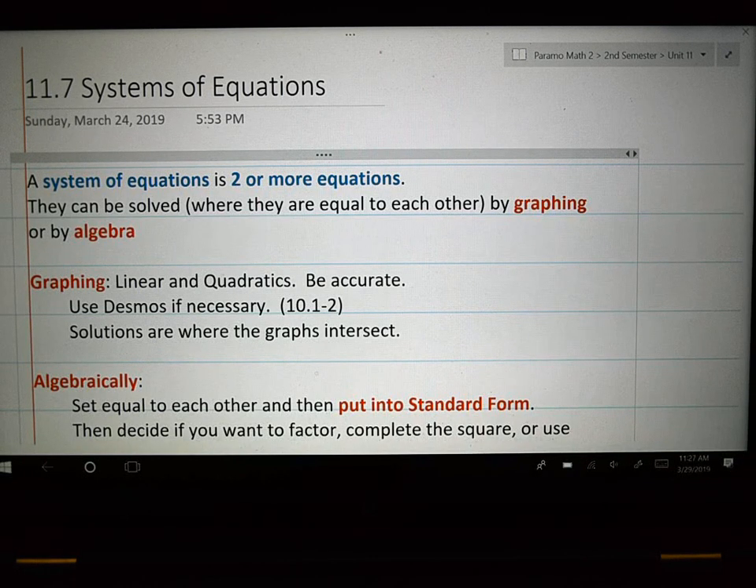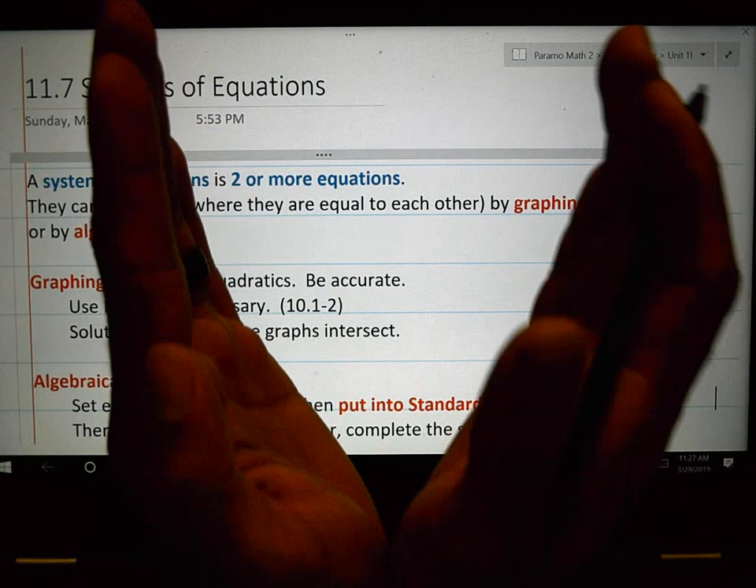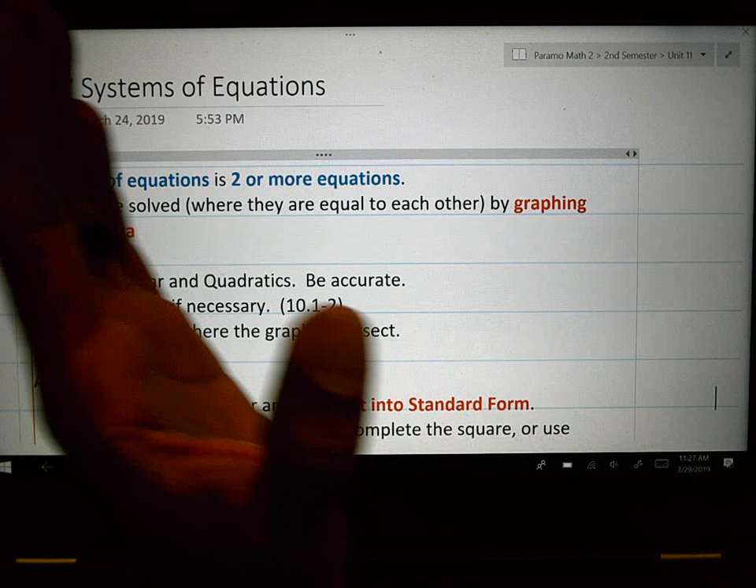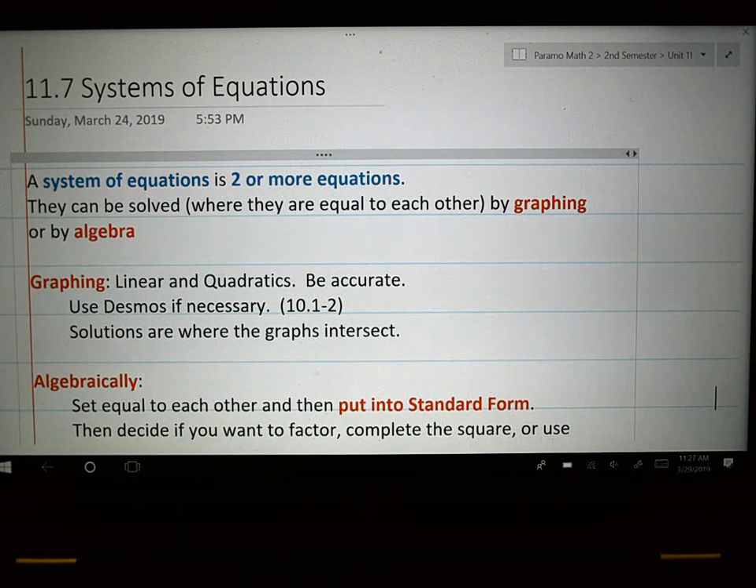11.7 is the last section in Unit 11. The whole chapter has been about quadratics and figuring out where the roots, zeros, solutions are, where the graphs cross the x-axis. In the last section, they try to make a connection with what you learned back in Math 1, since most of you came from Math 1 anyway. You're going to see where a quadratic intersects a line, and you're going to find two solutions.